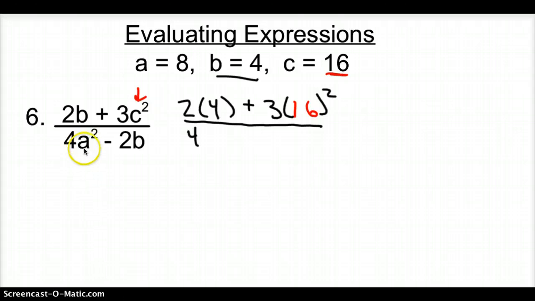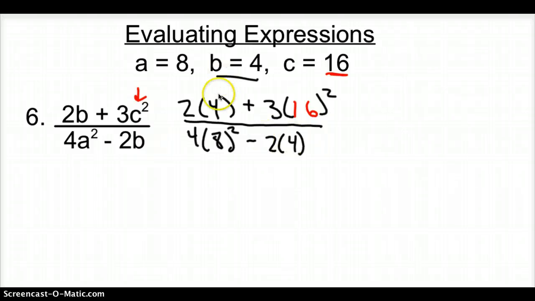Now what goes in for this A? What is A from above? It is 8. So it's 4 and then 8. Close it up. I'm going to square it. Minus 2 times, what is B again? B is 4. There. Now we entered everything into our expression. Now we just have to follow PEMDAS, or the order of operations, to finish this up.